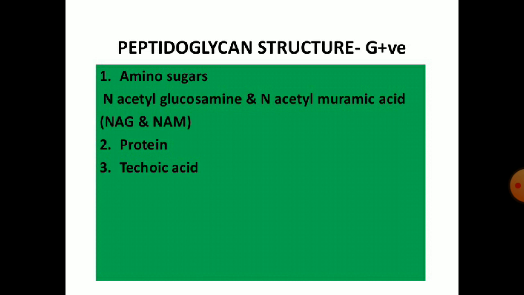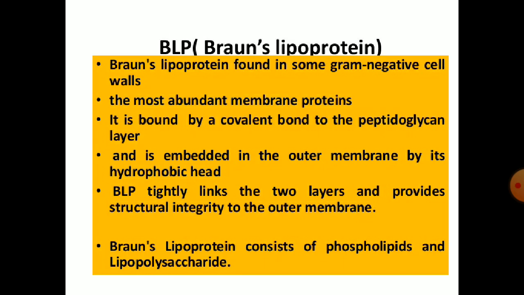Peptidoglycan structure in gram positive: amino sugars, N-acetyl glucosamine and N-acetyl muramic acid, that is NAG and NAM, proteins and teichoic acids. Brown's lipoprotein, that is BLP. Brown's lipoprotein is found in some gram negative cell walls, the most abundant membrane protein. It is bound by a covalent bond to the peptidoglycan layer and is embedded in the outer membrane by its hydrophobic head. BLP tightly links the two layers and provides structural integrity to the outer membrane. Brown's lipoprotein consists of phospholipids and lipopolysaccharides.